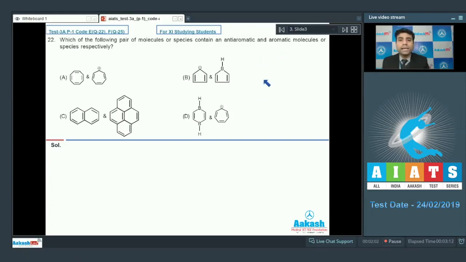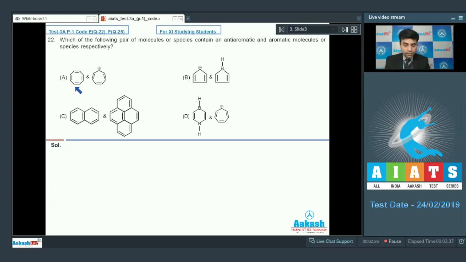So if I talk about anti-aromatic compounds, they must have a planar ring. It should have throughout conjugation. Also, it should contain 4n pi electrons. On the other hand, if I talk about aromatic molecules, they must have a planar ring, throughout conjugation. Also, it should contain 4n plus 2 pi electrons.